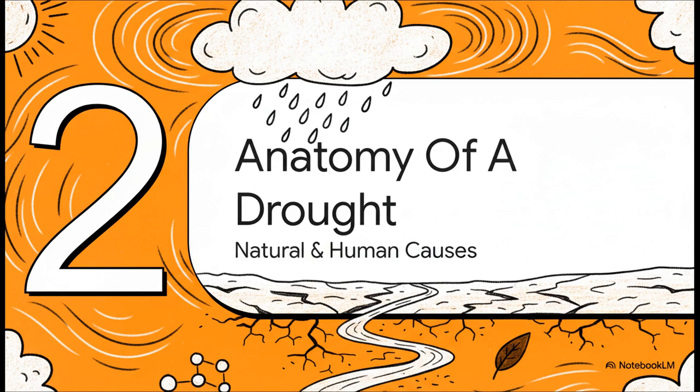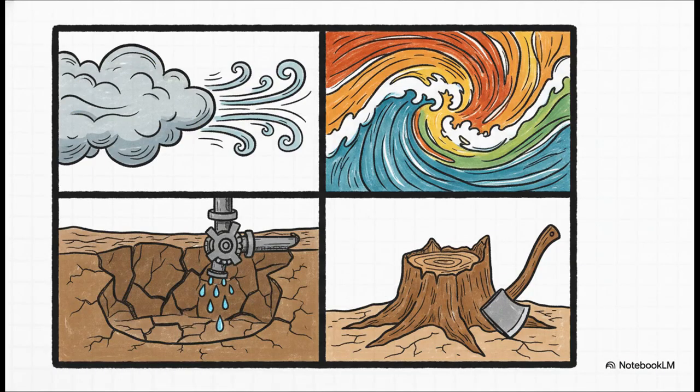So, what exactly is causing this? Let's look at the anatomy of a drought and its natural and human causes. The origins are actually a really complex mix. On one hand, you have natural atmospheric anomalies. Think of persistent high-pressure systems that literally act like an invisible wall blocking rain clouds. Or massive ocean currents like El Niño, shifting weather patterns across the whole globe.